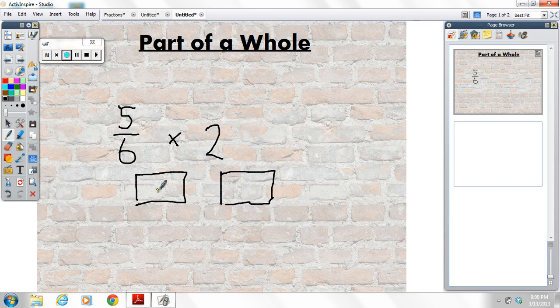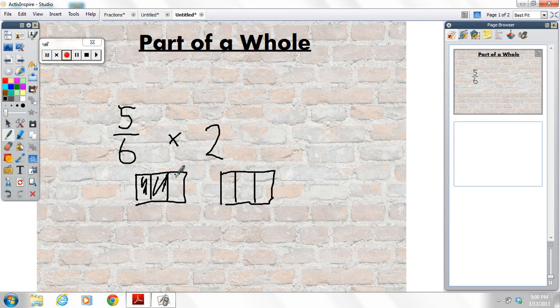Well, if I have 2 boxes and I need to create 6 boxes from there, I know that 6 divided by 2 is going to give me 3, so if there's 3 in this box and 3 in this box, I'm going to have 6 total boxes. I broke each of these boxes up into thirds. Now, the question is, what is 5/6 of the 2?